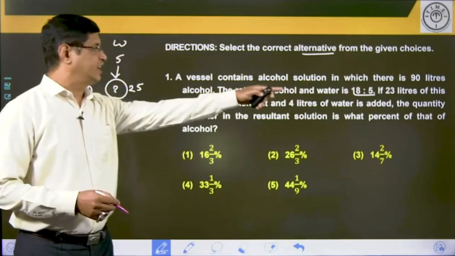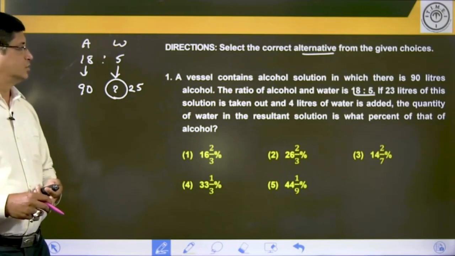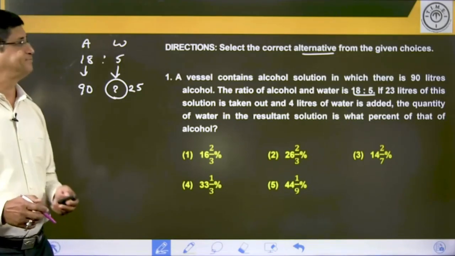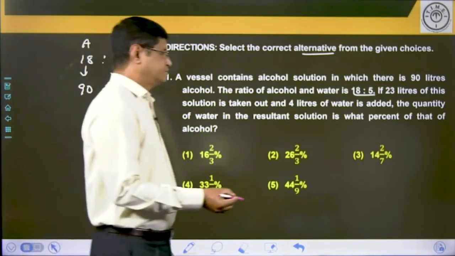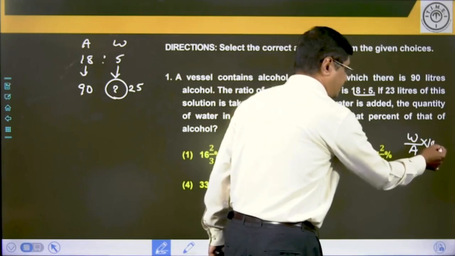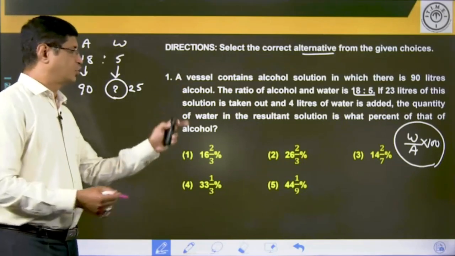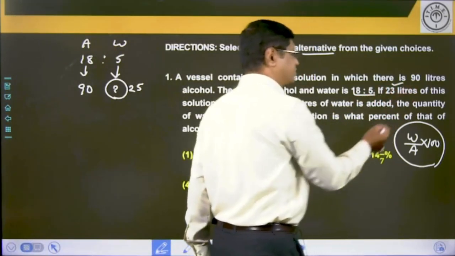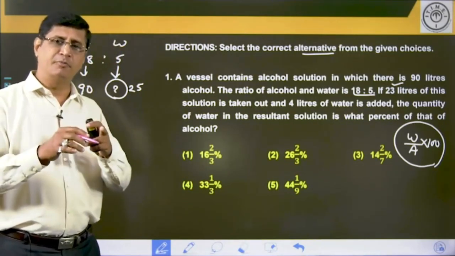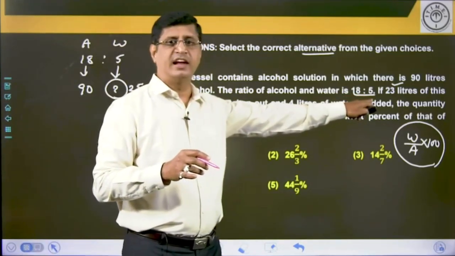Now, if 23 liters of the solution is taken out and 4 liters of water is added, the quantity of water in the resultant solution is what percent of that of alcohol? Water, that of alcohol, percentage to be found. This is the question we need to simplify. 23 liters of solution is taken out means in this 23 liters, the alcohol and water mixture will be in the form of 18:5.